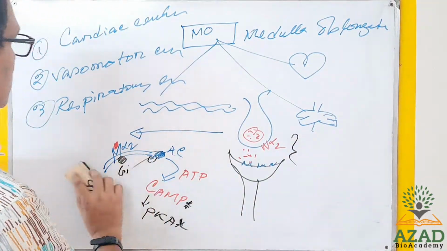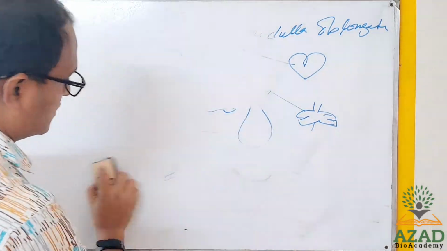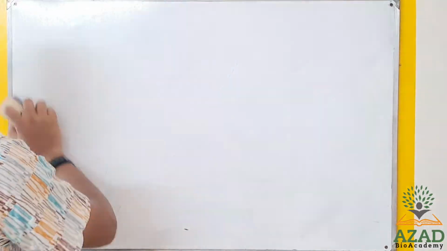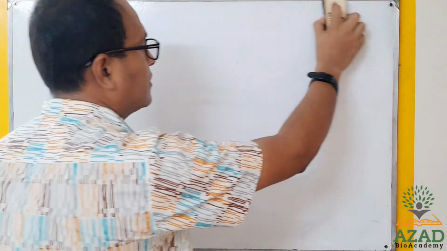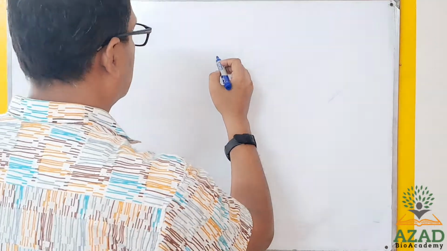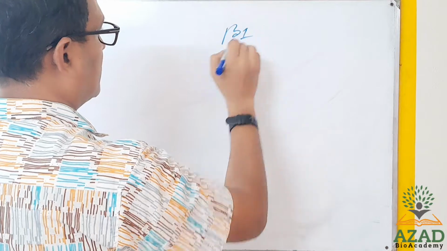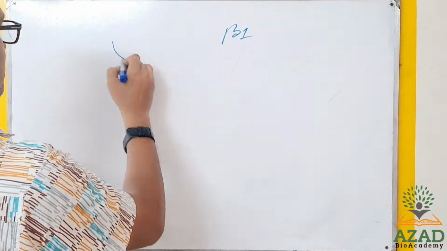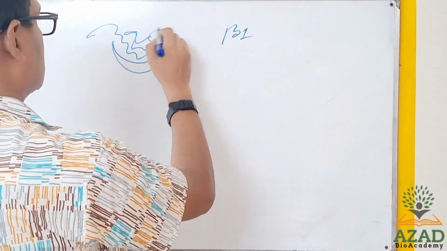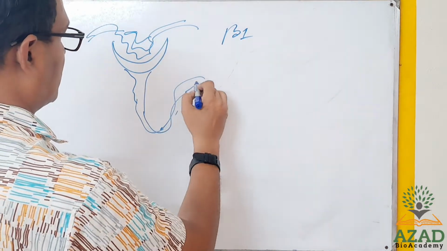Now come to another organ. I already covered the blood vessel, the heart, and the medulla oblongata. Now I will explain your kidney. In the kidney, I already said mostly beta 1 is very prominent. If you think, this one is your glomerulus, and this is the afferent arteriole and efferent arteriole; this is your nephron.